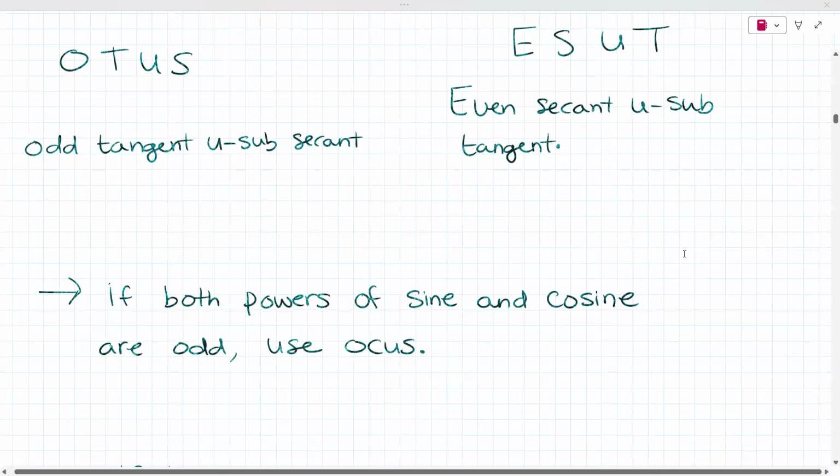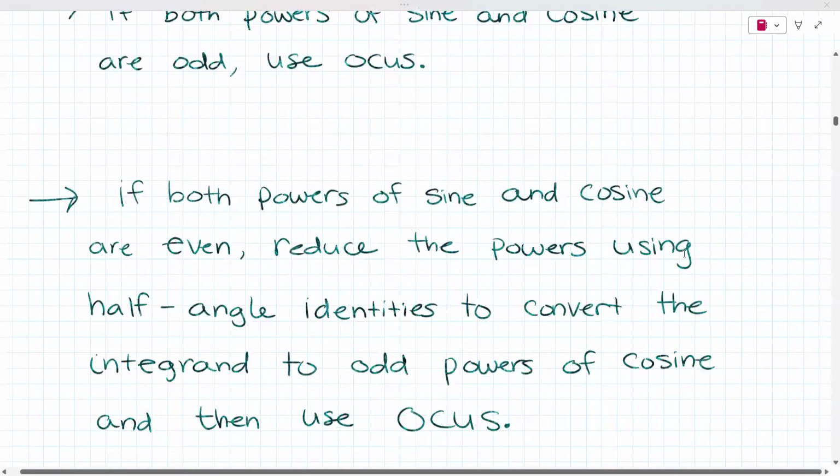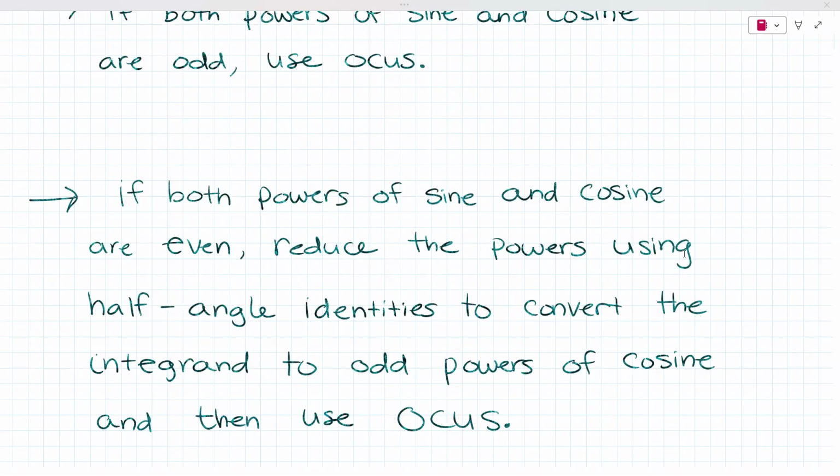If both powers of sine and cosine are odd, use OCUS. Okay, so if both powers of sine and cosine are odd, you're going to use OCUS. If both powers of sine and cosine are even, what you're going to do is reduce the powers using half angle identities to convert the integrand to odd powers of cosine and then use OCUS. I know that's a lot to remember.